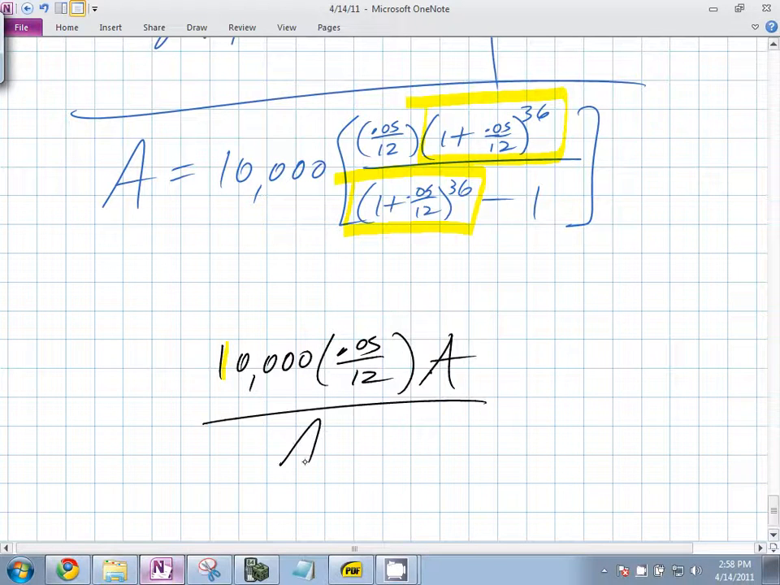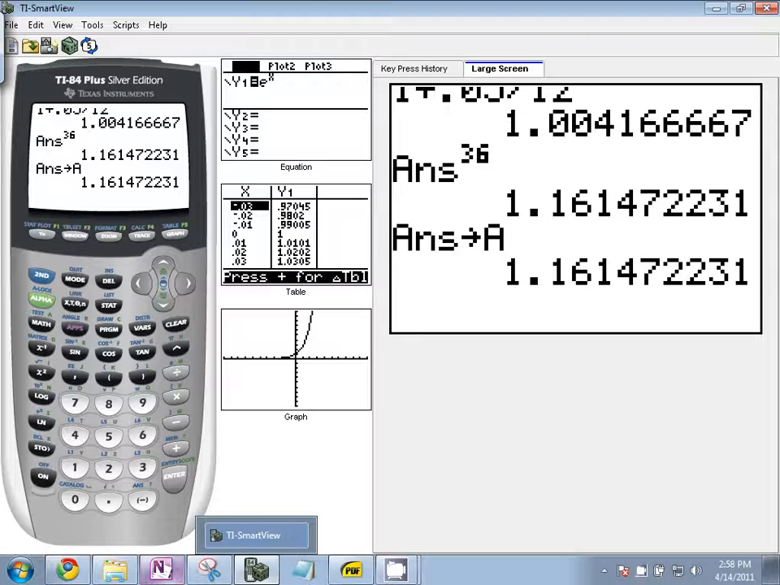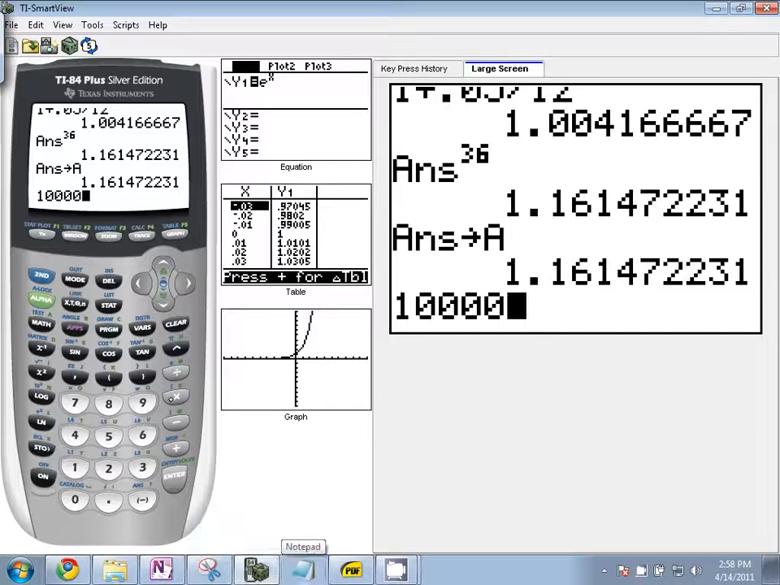Yes, it is. Now, I'll type that out. 10,000 times 0.05, divided by 12. I got that. If I miss that decimal point, what happens? It's close. It explodes. Exactly.